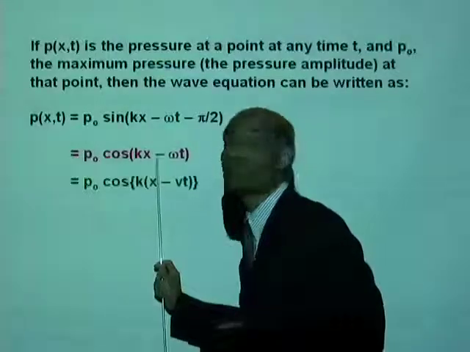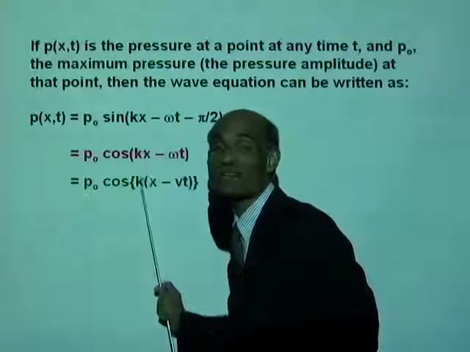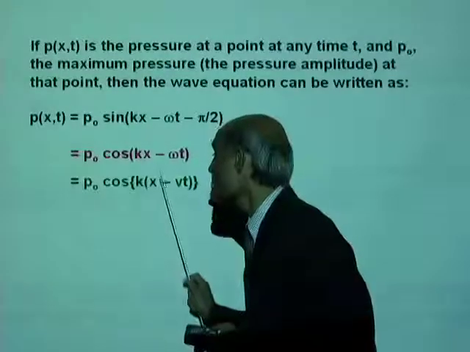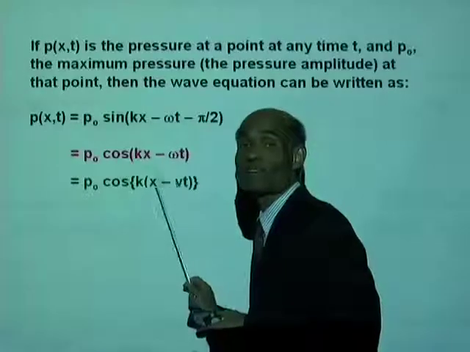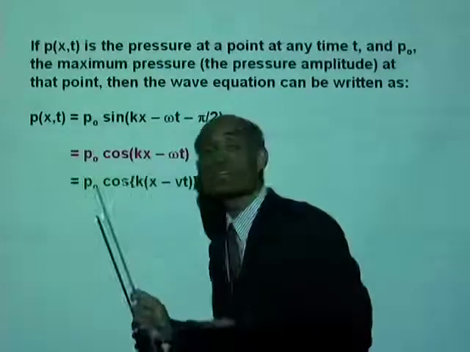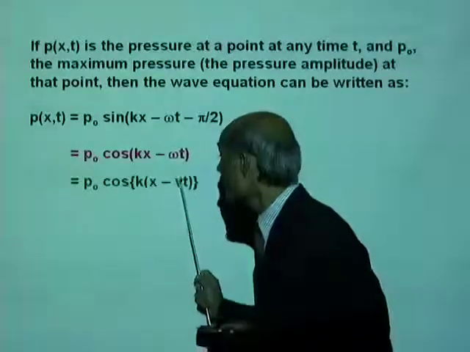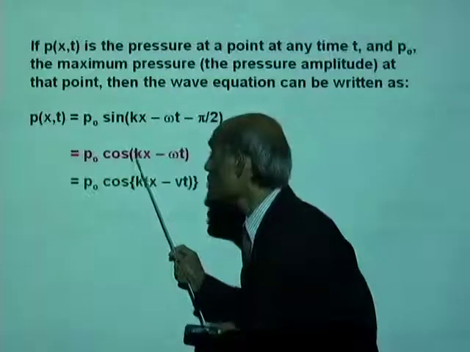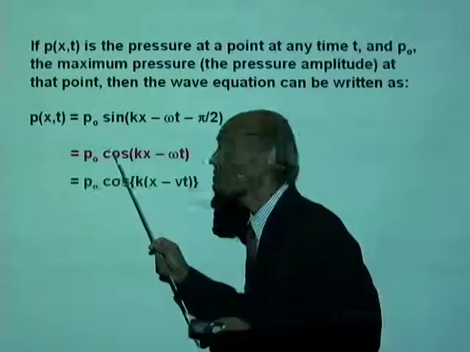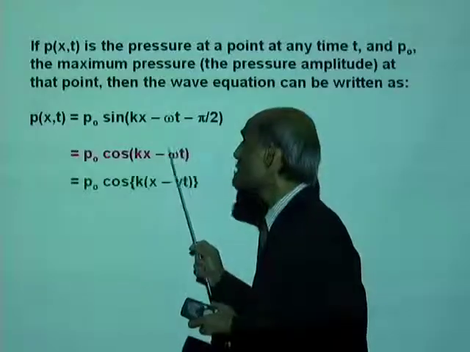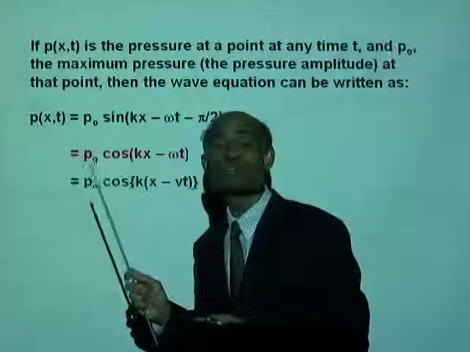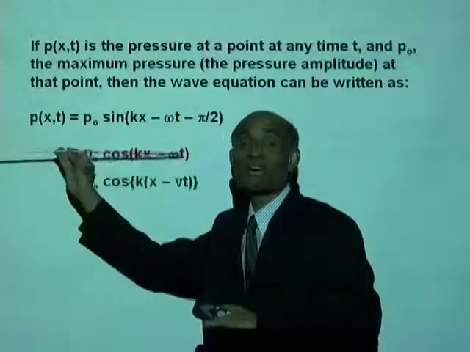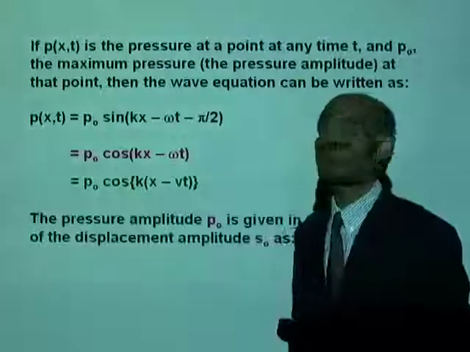And now you can see the same situation we have seen before. kx minus omega t is the same as k times x minus vt, where k is the wave number and v is the speed of the wave. Now in the equation p equal to p0 cos(kx minus omega t), omega is the angular frequency that is equal to 2 pi f. And you know that these two equations are the same. We have dealt with this several times before.